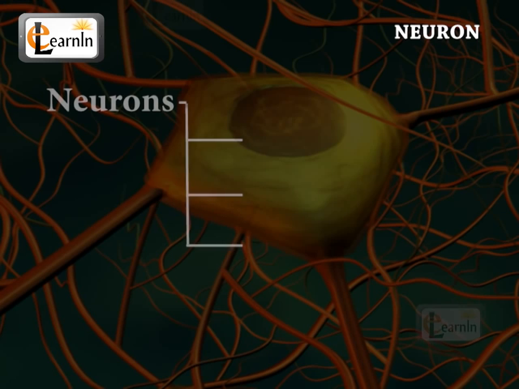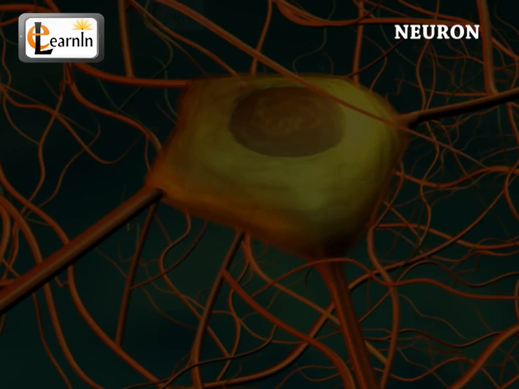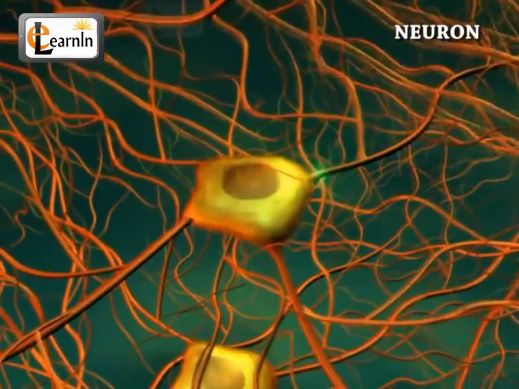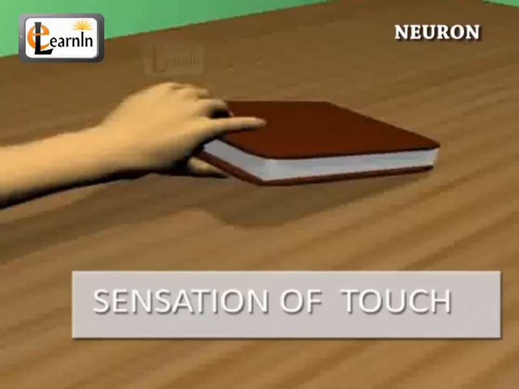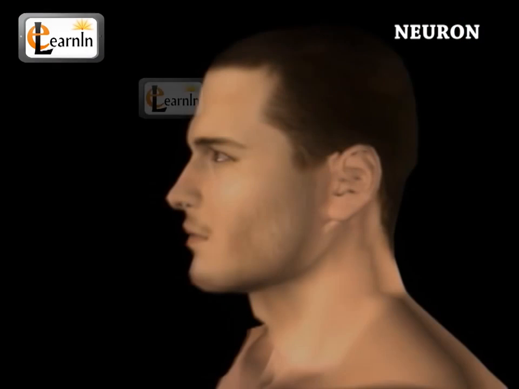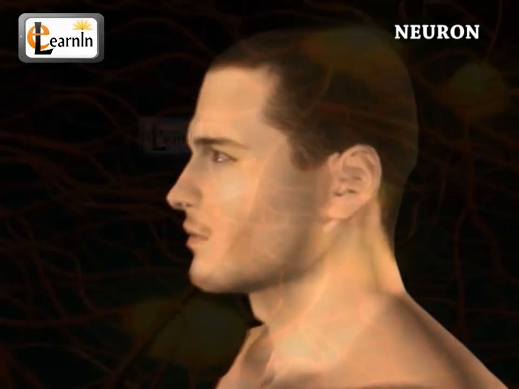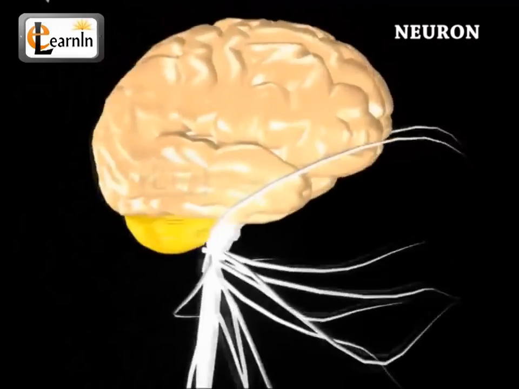Neurons can be categorized into three types: sensory neurons, motor neurons, and interneurons. Sensory neurons allow us to receive information from the outside world through our senses. The sensory neurons evoke the sensation of touch, pain, vision, hearing, and taste. These are usually present in the sensory organs like the eyes, inner ear, and so on, which send the signals to the spinal cord and the brain.